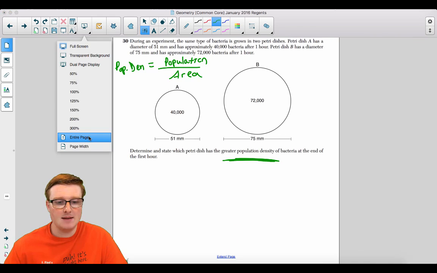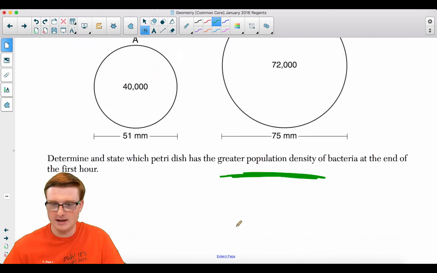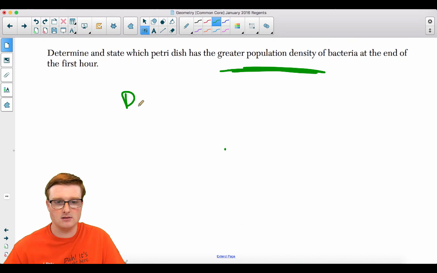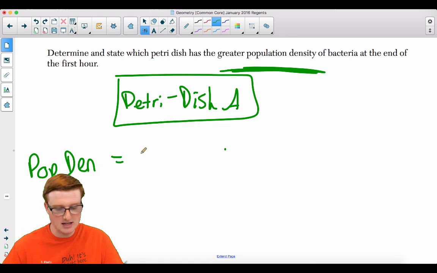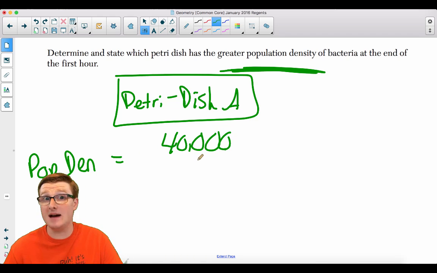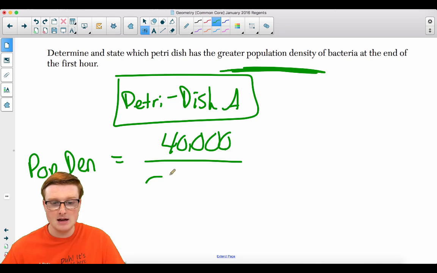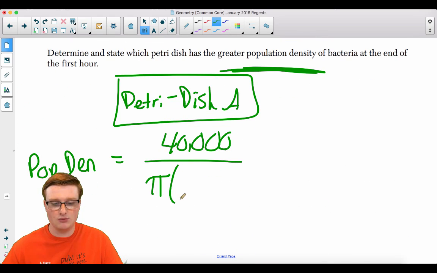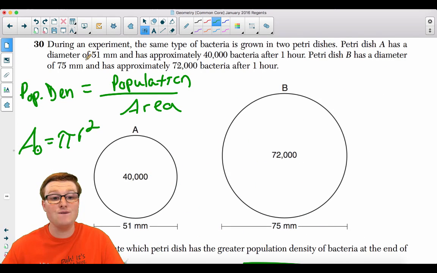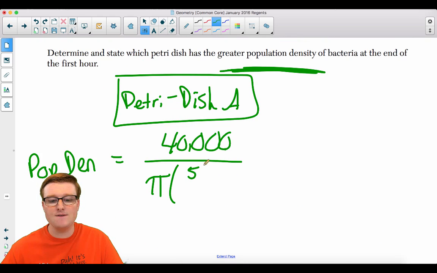So let's take a look at Petri dish A. Okay, so Petri dish A, the population density of this Petri dish is equal to 40,000 because there are 40,000 bacteria after 1 hour divided by, now, the area of what? The area of a circle. So the area, remember that the area of a circle is pi r squared. Okay? So it's pi times the radius. Now they tell us what the diameter is. It's 51. So your radius is 51 divided by 2. And then you square it.